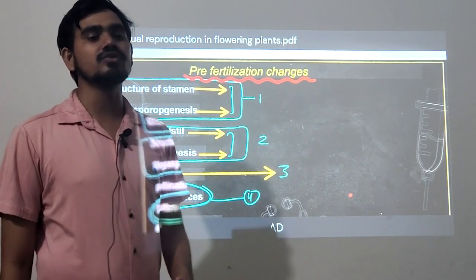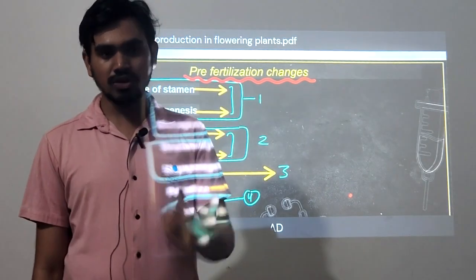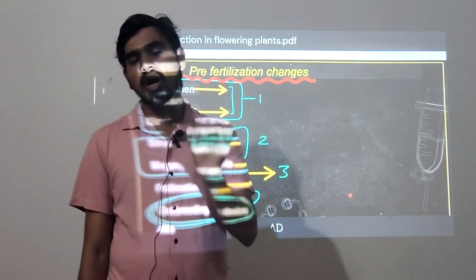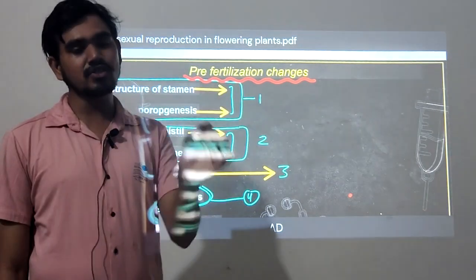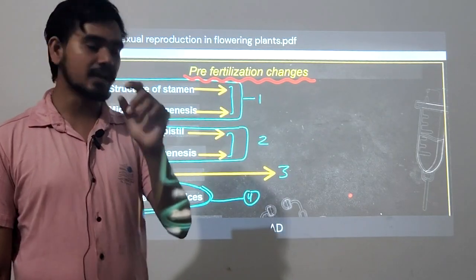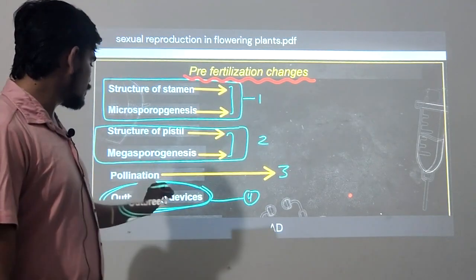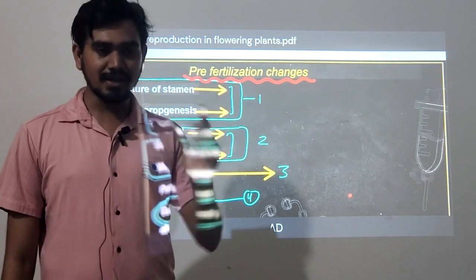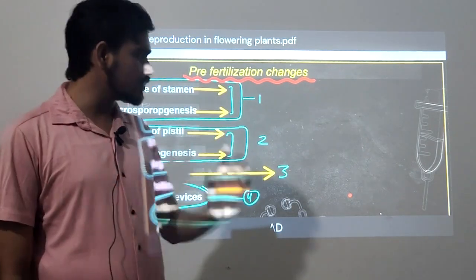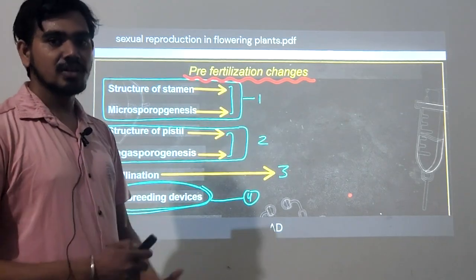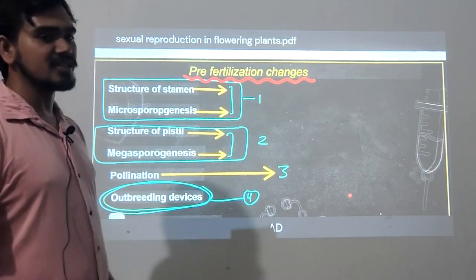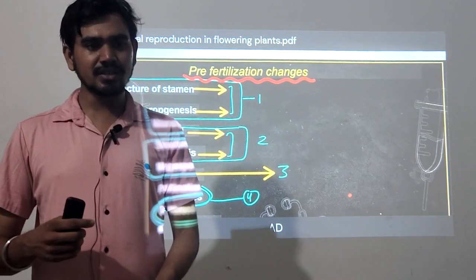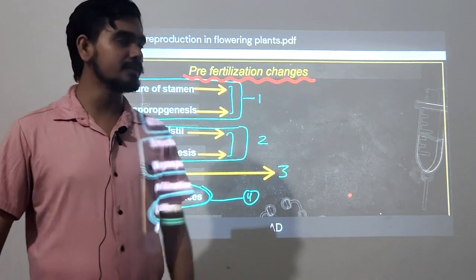In pollination, we are going to discuss self-pollination and cross-pollination. In self-pollination, we will discuss autogamy and geitonogamy, and in cross-pollination we will deal with xenogamy. After that we will discuss outbreeding devices like emasculation, bagging, dicliny, all those things to avoid self-pollination. So outbreeding devices are the devices to avoid self-pollination and to prevent inbreeding depression.